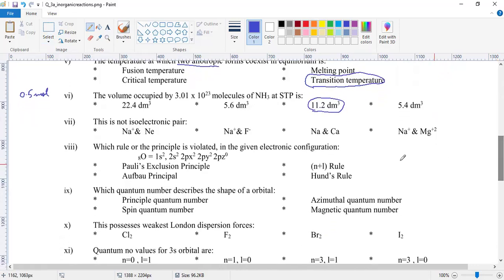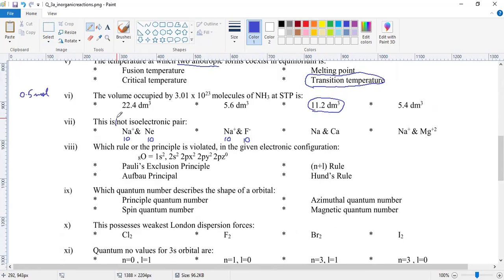Next, this is not the isoelectronic pair. An isoelectronic pair has the same electronic configuration as well as the same number of electrons. If they have the same number of electrons, definitely they would have the same electronic configuration. The atomic number of sodium is 11, but it is Na plus. It means it has 10 electrons, one has been lost. And neon is neutral, it has 10 electrons, its atomic number is 10. Sodium has 10, fluoride also has 10 because the atomic number of fluorine is 9 and it has a minus 1 charge, which means it has gained 1 electron. So it is also isoelectronic.